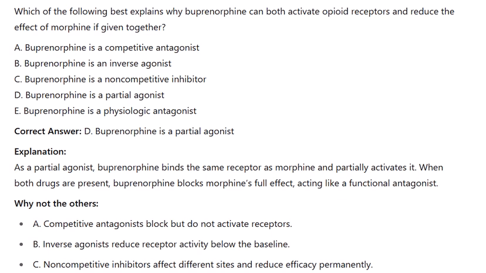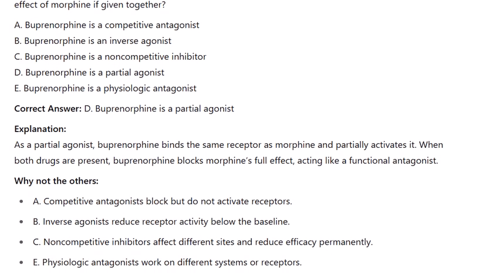Why not the others? A. Competitive antagonists block but do not activate receptors. B. Inverse agonists reduce receptor activity below the baseline. C. Non-competitive inhibitors affect different sites and reduce efficacy permanently. E. Physiologic antagonists work on different systems or receptors.